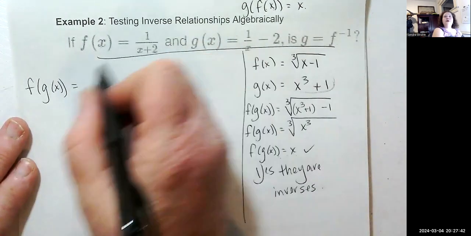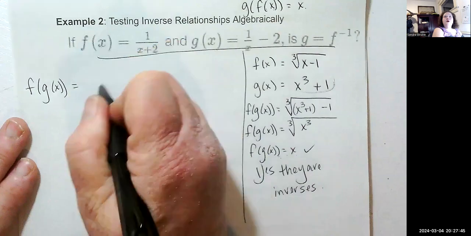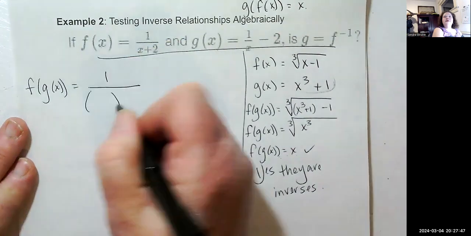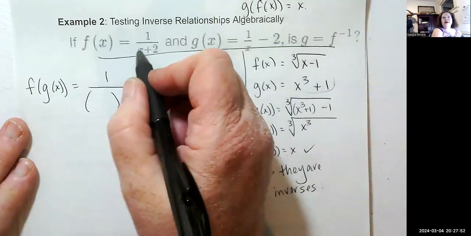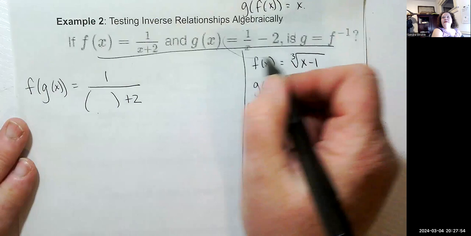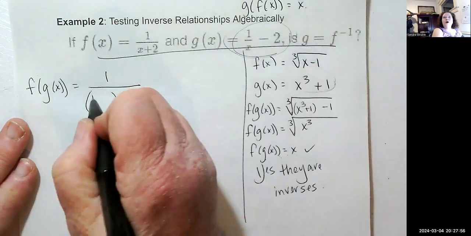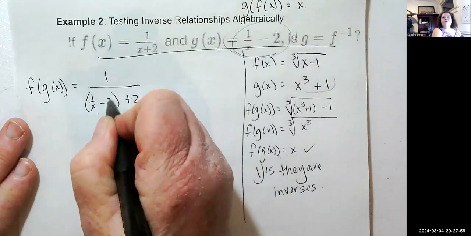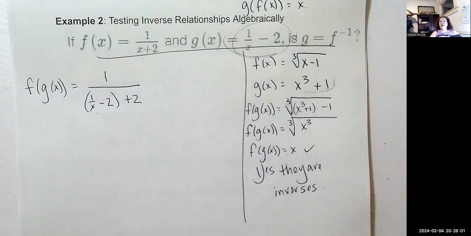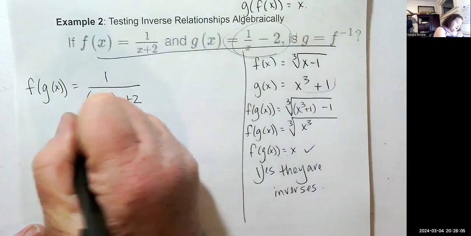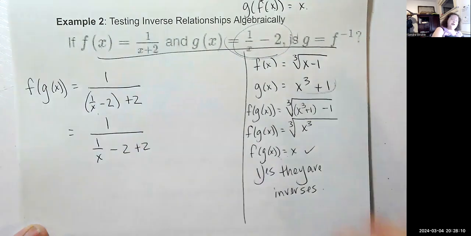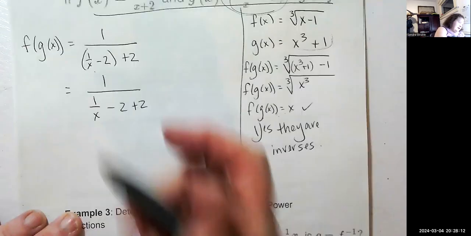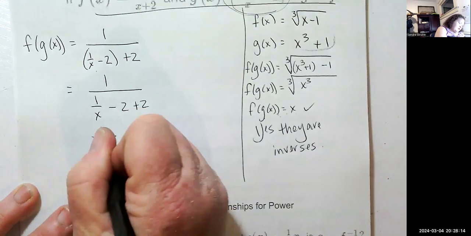It's your call. So I have to take the function f, 1 divided by where the x is, I have to put something, and then plus 2. So that something I have to put where that x is the g function, 1 over x minus 2. Well, that is equal to 1 divided by 1 over x minus 2, plus 2. The 2's are gone, and now I have 1 over x.